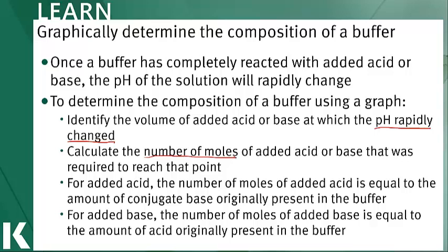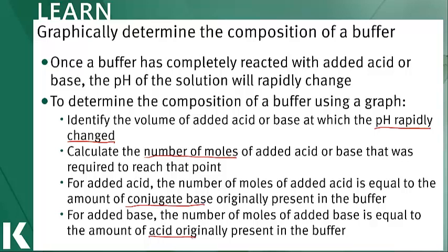For an added acid, the number of moles of added acid is always equal to the amount of conjugate base that is originally present in that buffer. On the other hand, when we have an added base, the number of moles of base that I have just added is the amount of the acid originally present in the buffer. And when we say amount, we're always talking about moles.